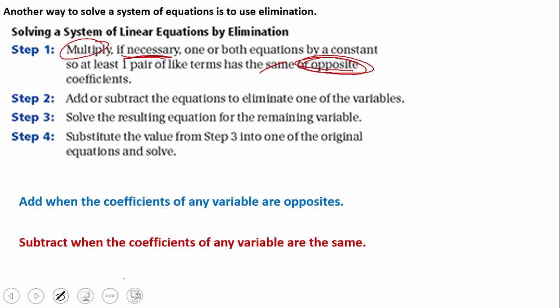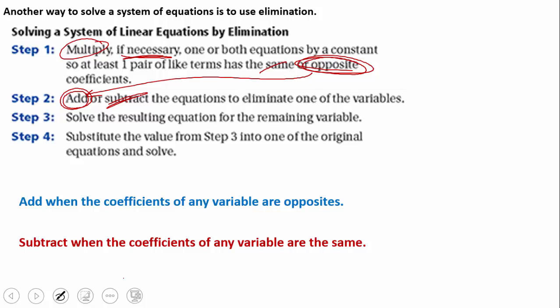The reason is because in step 2, as we learn that if we add, it's real easy. When we subtract, we have extra steps. We add when the like terms are opposite. So we don't want to subtract. We'll learn how to, but we don't want to. And then when you solve the resulting equation for the remaining variable, you then substitute that answer from step 3 into one of the original equations, and you get your second number for your ordered pair solution.